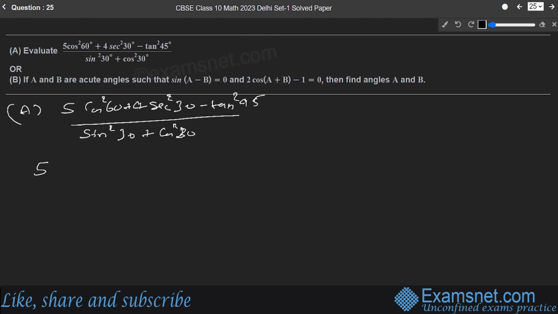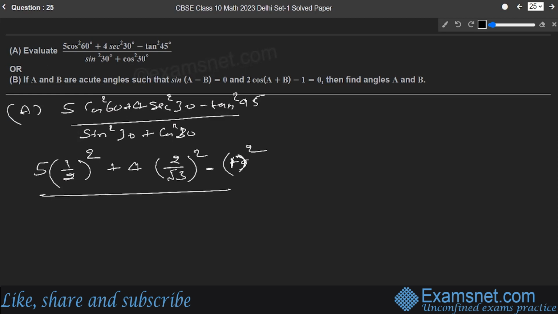So cos 60 value is nothing but 1 by 2. So in place of cos 60, we can write 5 times 1 by 2 whole square plus 4 sec square 30. Sec 30 value is 2 by root 3. So in place of sec square 30, we can write 2 by root 3 whole square, minus tan square 45. Tan 45 is 1, so we can write minus 1 square in place of tan square 45, divided by sine square 30. Sine 30 value is 1 by 2, so we can write 1 by 2 square, plus cos square 30. We know the value of cos 30 is root 3 by 2, so we can write root 3 by 2's whole square in place of this.